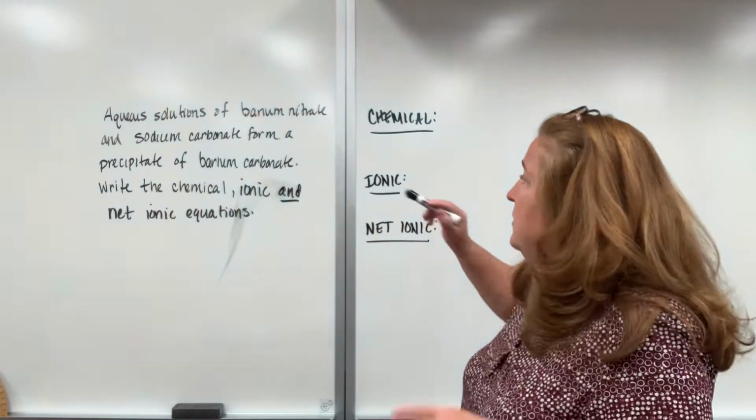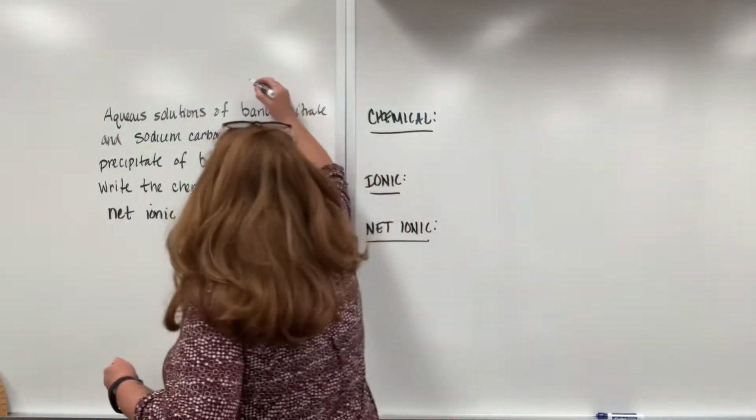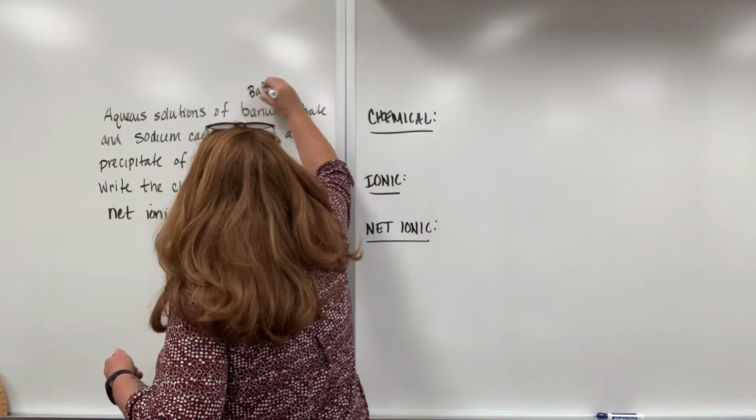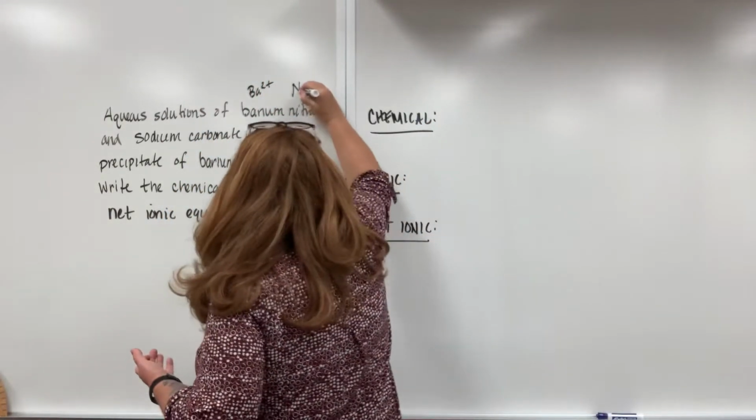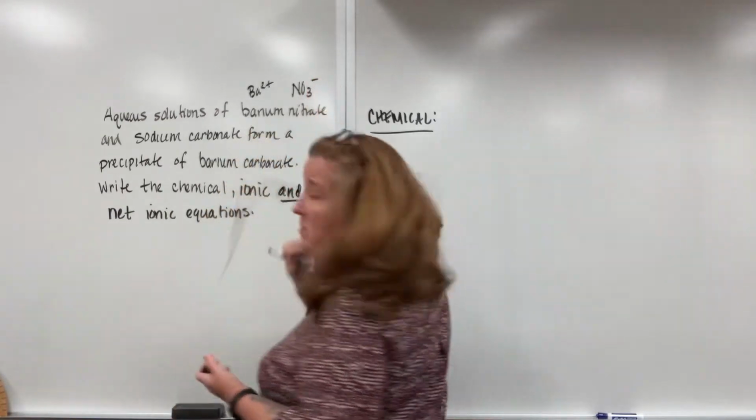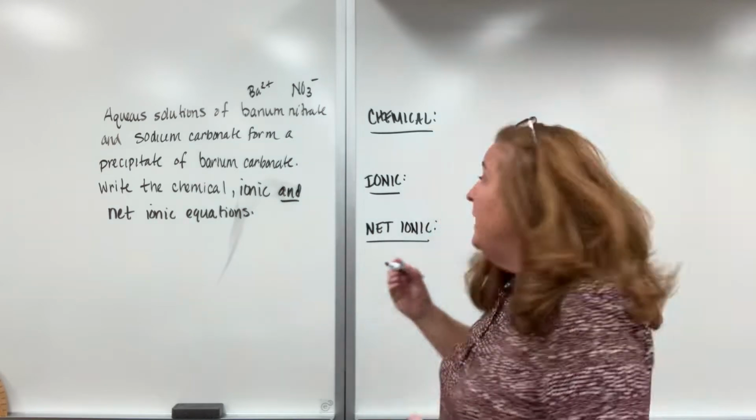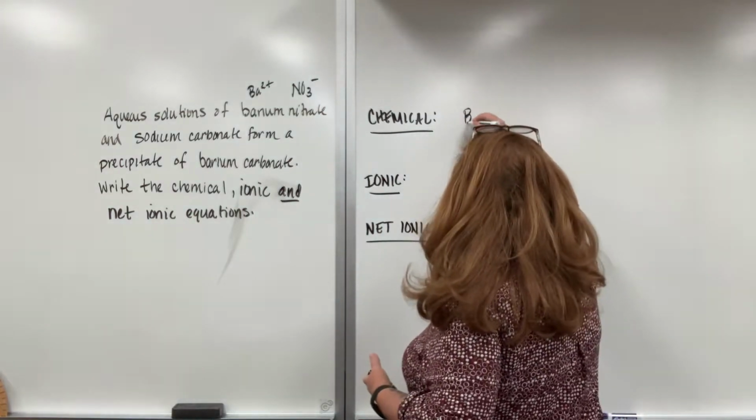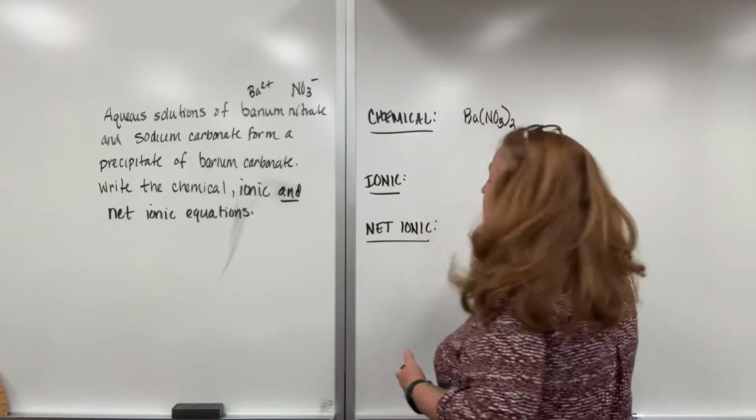We have aqueous solutions of barium nitrate. Okay, well barium is in group 2 on the periodic chart, so that's a +2 charge. Nitrate is a polyatomic ion, it has a -1 charge. So when I put those two together to start out with my reactants, I'm going to have barium, and I need 2 of the nitrates. So I put it in parentheses, and there it is.